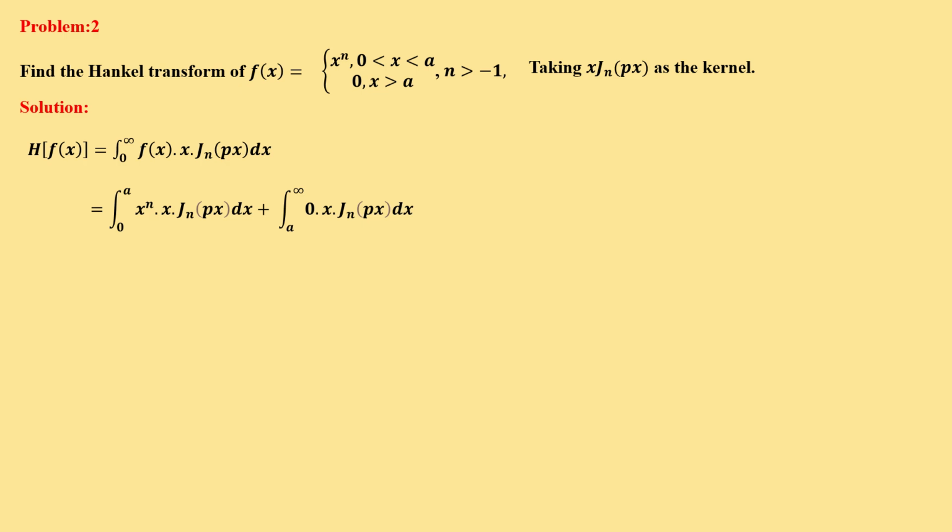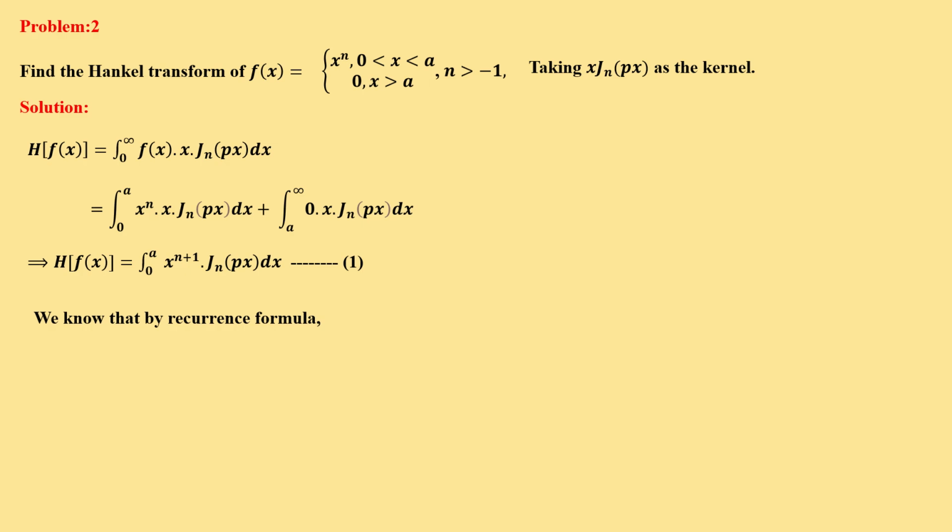whatever the number from a to infinity, the value of f(x) is 0. So for the first integral, whenever we are splitting 0 to infinity, the first one 0 to a has f(x) J_n(px) dx. In that case, from 0 to a we are putting x^n instead of f(x). In the second one, from a to infinity, we are putting f(x) equal to 0, so the second integral becomes 0. Therefore H[f(x)] is equal to the integral from 0 to a of x^n times x, grouping those powers, so x^(n+1) J_n(px) dx. That is equation number 1.